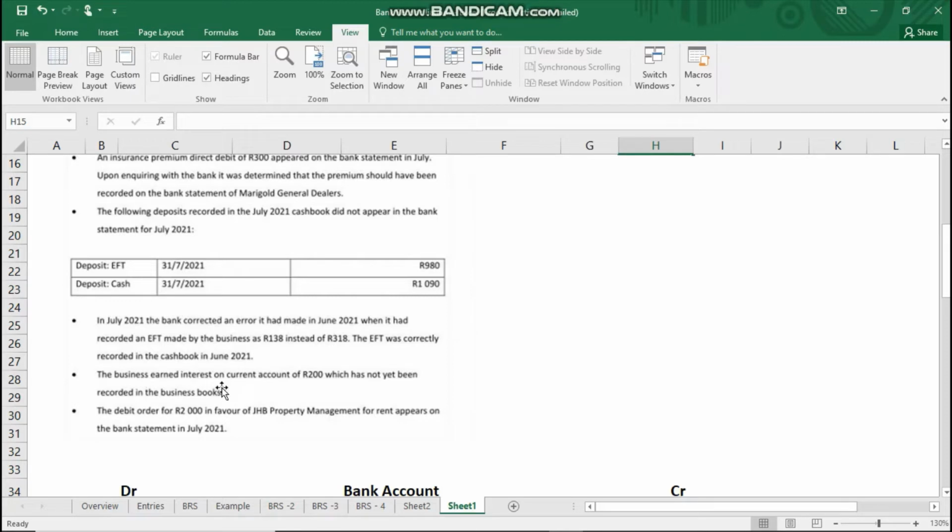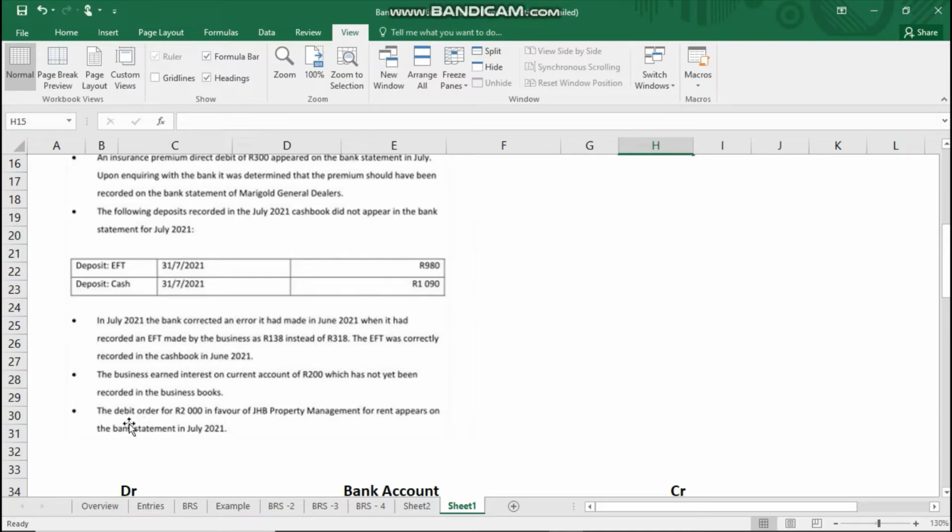Next is business earned interest on current account of R200 which has not been recorded in the business books. So we will record this amount. It was credited in our bank statement but we didn't record it, so we will record it. We will debit our bank account and we'll credit our interest income.